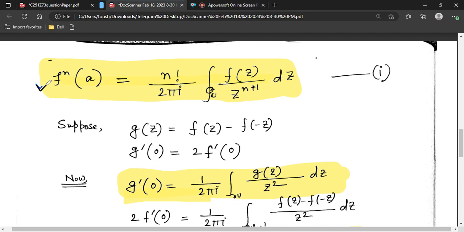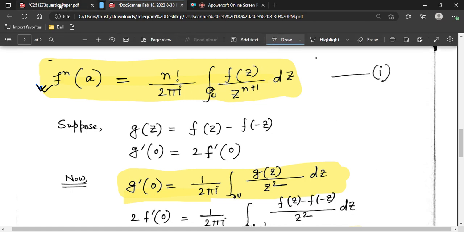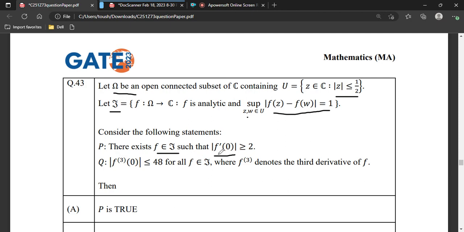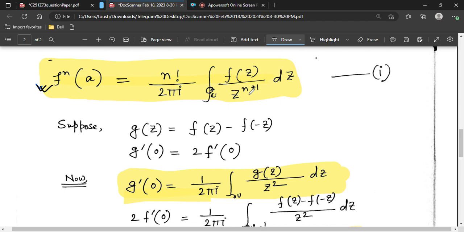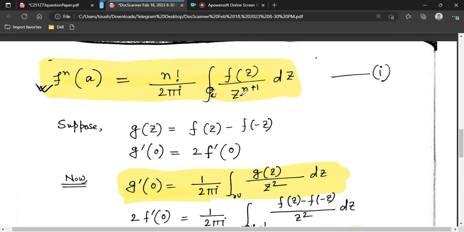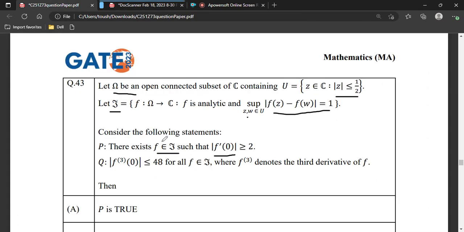So we know the formula of Cauchy, right? The Cauchy integral formula: f^(n)(a) is n factorial by 2 pi i into the integral of f(z) by (z minus a) to the power n plus 1 dz. We have to find the derivative f dash at the point 0, so f^(n)(0) will be n factorial by 2 pi i, integral of f(z) by z to the power n plus 1 dz. I made a mistake earlier; it should be z minus a to the power n plus 1.